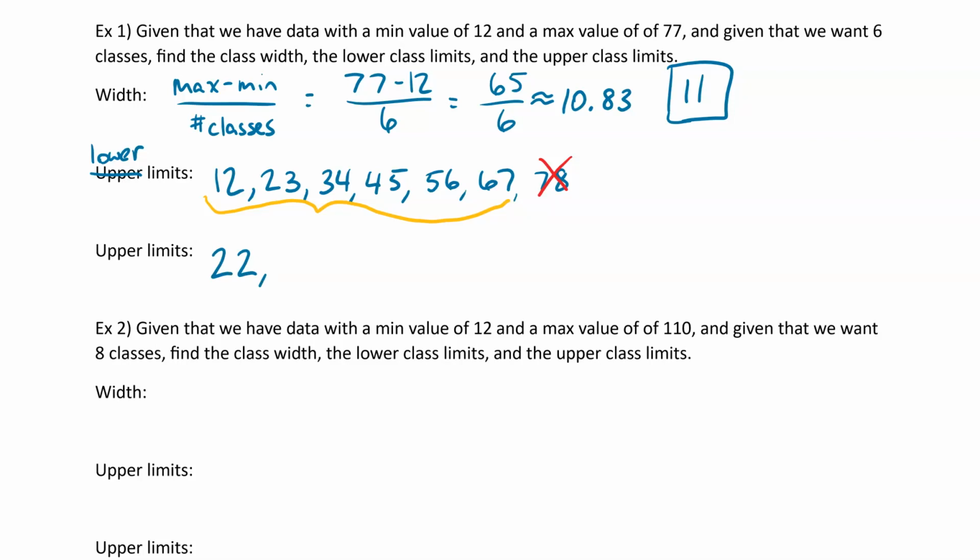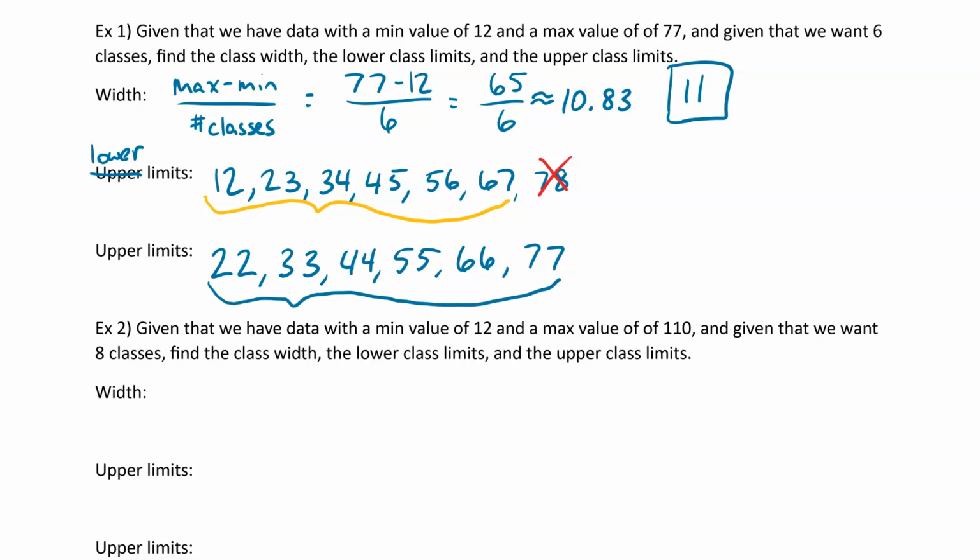Then we go 1 less than the 34, will give us 33. 1 less than the 45, give us 44. 1 less than the 56, 55. 1 less than the 67, 66, and then 1 less than the 78. So that's going to give us 77, and that's going to be our last upper limit. Again, there are 6 of them.